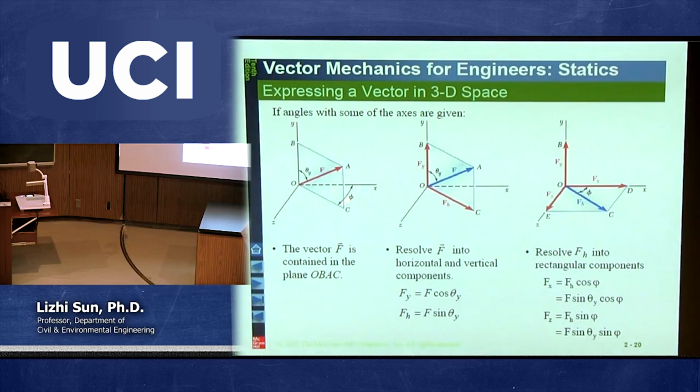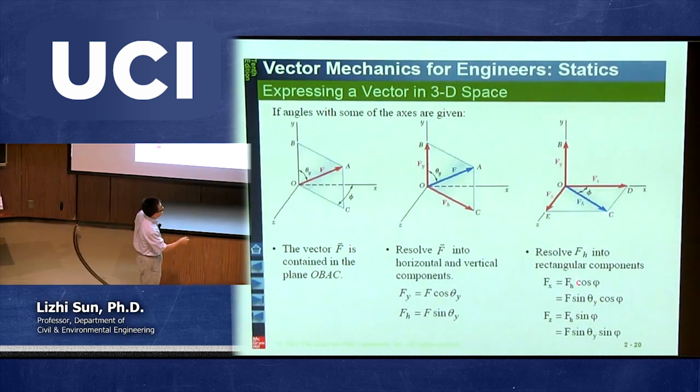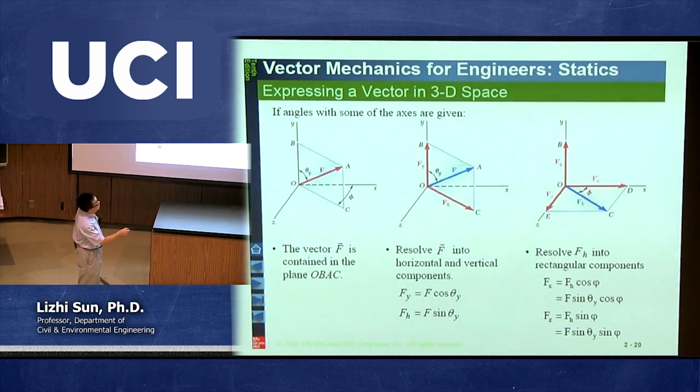Now from the beginning, we have the angle phi here. That's the angle between OX and FH. So then FH multiplied by cosine of this angle, that should be the x component. So the x component of the force equals FH, this is the magnitude, multiplied by cosine phi. And that should be the x component.